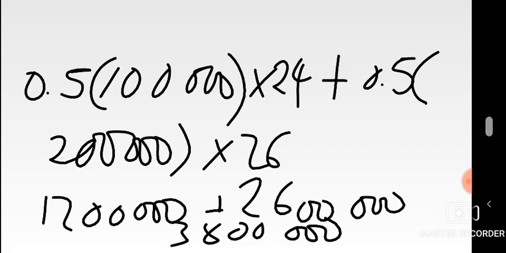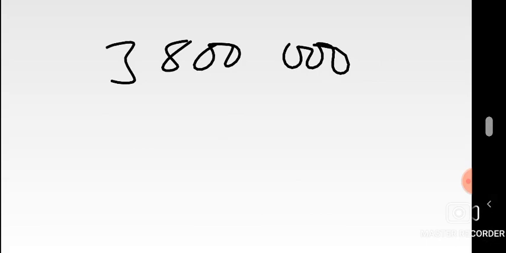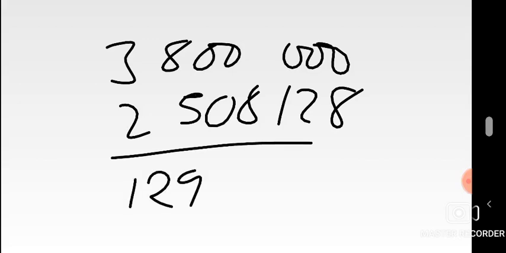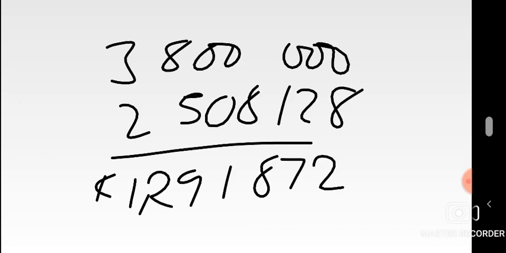This is the labor cost that they were incurring. Now, how much did we get with learning? Without learning, it's that. With the learning curve, we got 2,508,128. Just subtract, you know, to find savings from there. Actually, that's how you know that you've saved, because you're just comparing the two figures. That gives 1,291,872 kwacha savings.